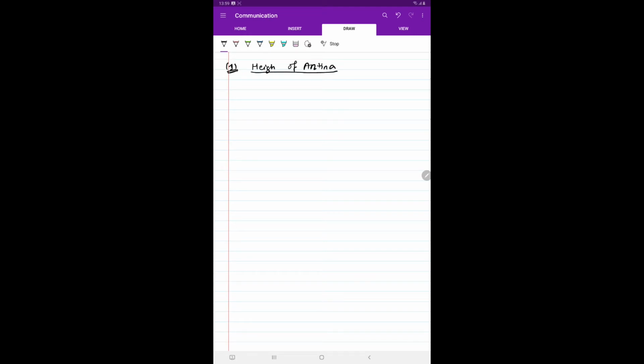So height of antenna is a function of wavelength. Suppose we want to transmit signals without modulation, then the height of antenna is directly proportional to lambda by 4. So you can say height is equal to lambda by 4.